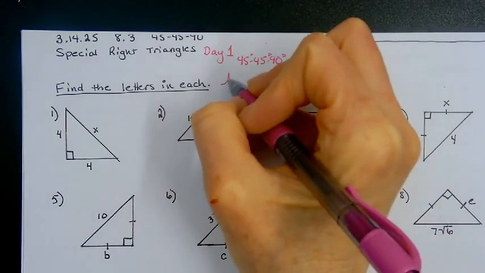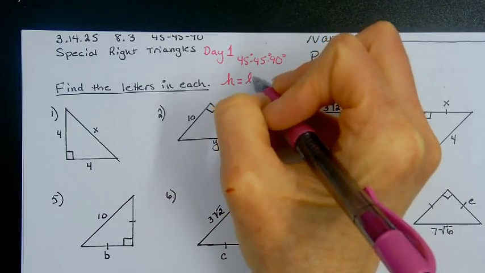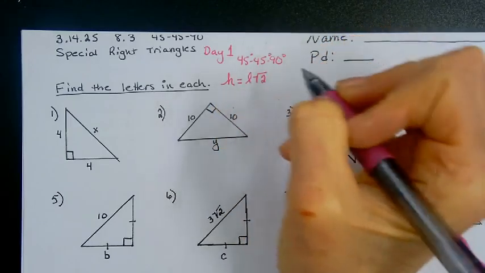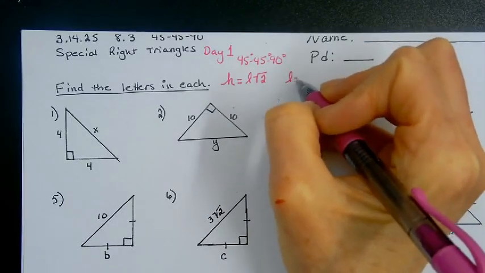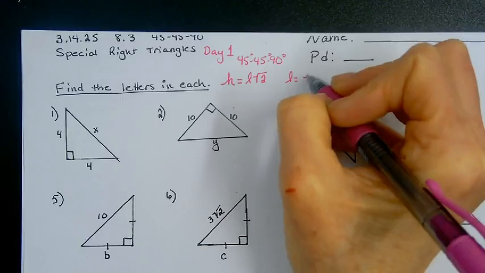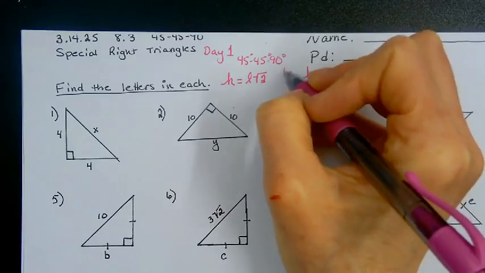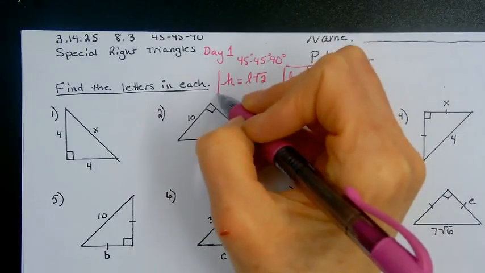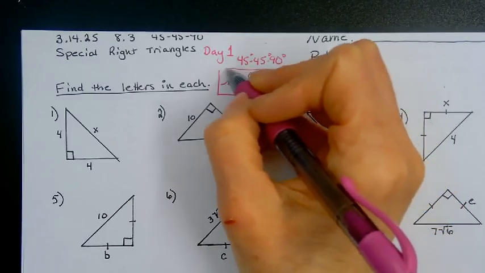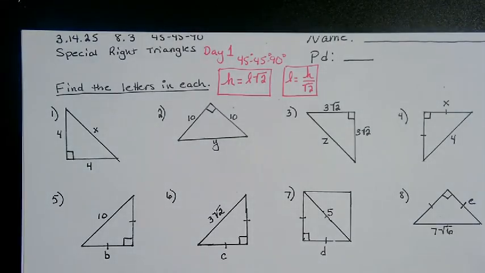If you are given the leg, then the hypotenuse is going to equal the leg times the square root of 2. And if you want to find the leg, because you're given the hypotenuse, then the leg equals the hypotenuse divided by the square root of 2. So these are the two ideas that we're going to be using to solve for the missing sides in these 45, 45, 90-degree triangles.